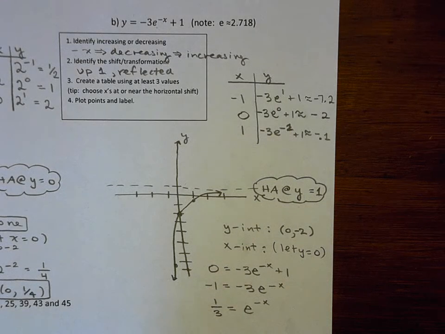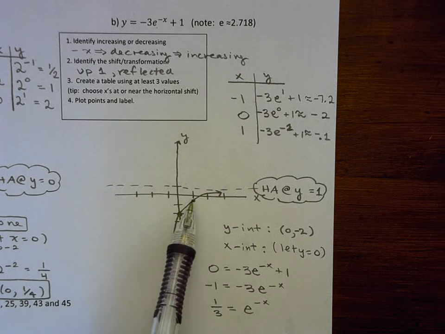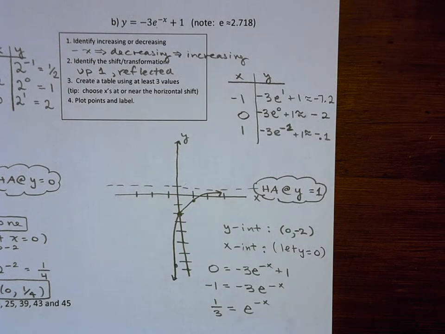And so we're not actually going to figure out what the x-intercept is, but looking at my graph, it's somewhere between 1 and 2. And that's good. All right, and that's it.